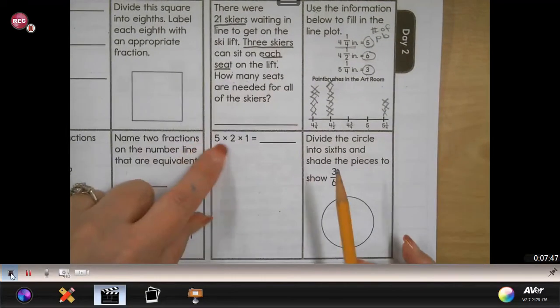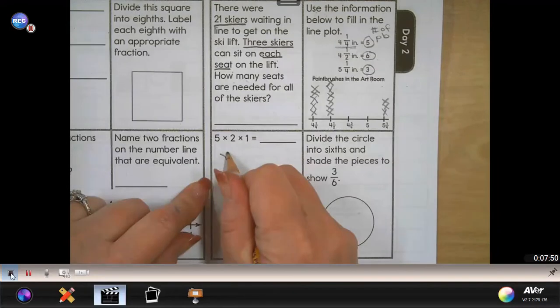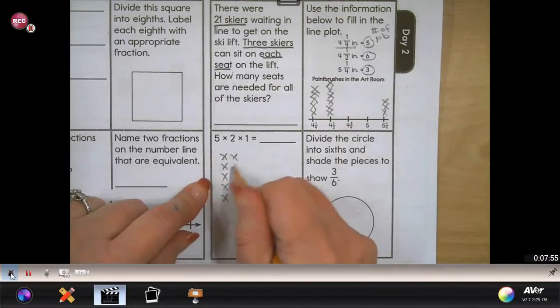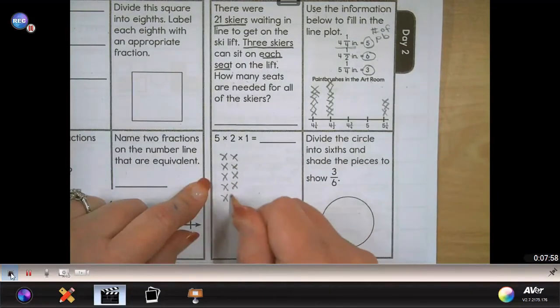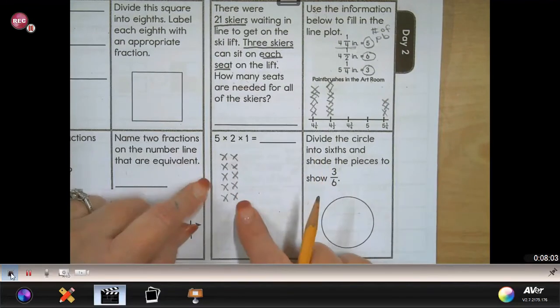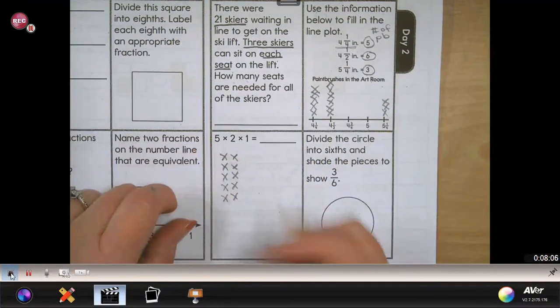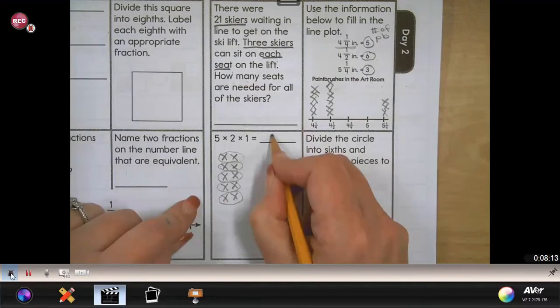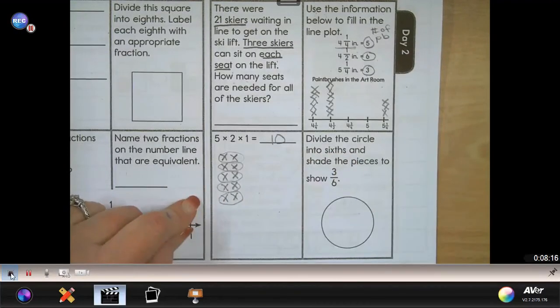Let's take a look at the next problem. We have 5 groups of 2, or 5 rows of 2, and I'm just going to draw an array. There's 5 rows, and there's 2 in each row, and they're telling me there's only one group of these. So if there's only one group of 5 rows of 2, then I have 2, 4, 6, 8, 10. There are 10 objects.